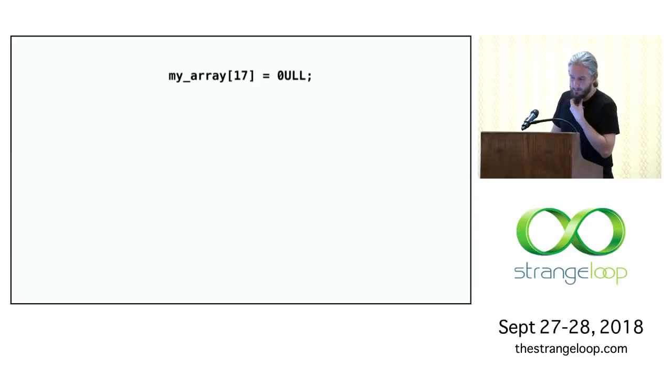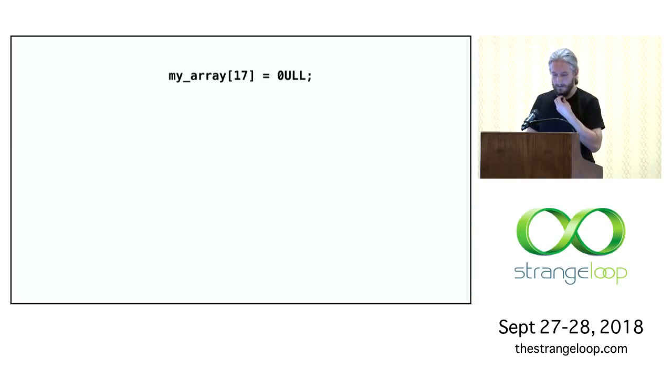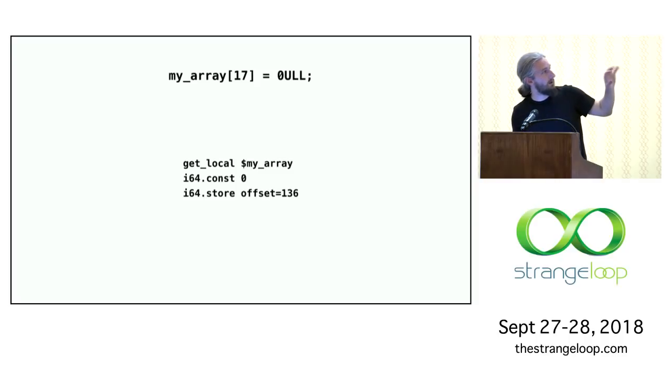So imagine that we have some code like this. I have an array, I'm going to reach 17 elements into it, and I'm going to stick a 64-bit value there. All right, let's walk through how this would work. In a naive setup, the code might expand to something like this. This is the WebAssembly code for this. So we get the local that is my array, we're putting 0 into it, and we're using an offset of 136, which is 8 bytes, 64 bits, times 17.